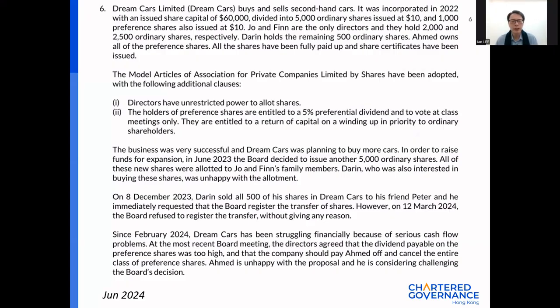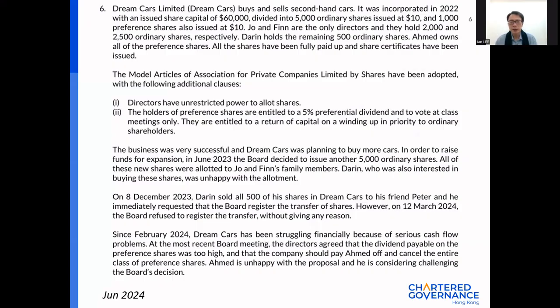So the first additional clause is directors have unrestricted power to allot shares. And number 2, the holders of preference shares are entitled to a 5% preferential dividend and to vote at class meetings only. Okay, so already you can see what are the rights of the preference shareholders. Number 1 can get 5% preferential dividend, and number 2 can only vote at class meetings. That means cannot vote at the general meeting. Okay, so the ordinary shareholders will have vote in general meeting. For this company, preference shareholders do not.